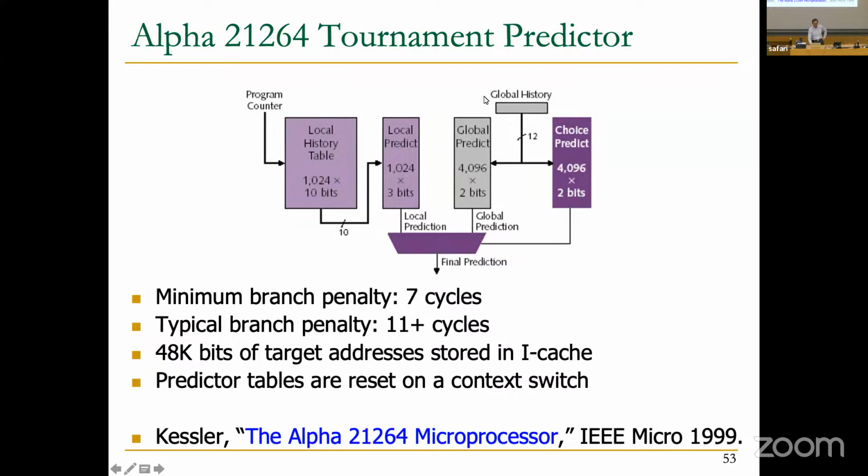This is the global predictor, this gray part over here. It supplies a prediction for a given branch. And you can see that the program counter is not involved over here. This is a purely global predictor.